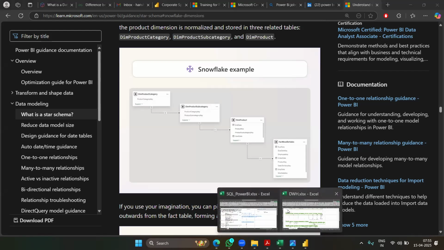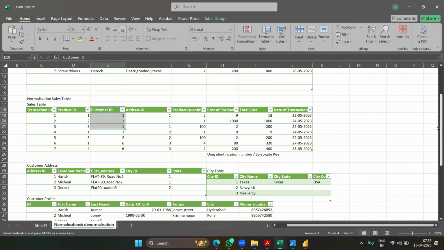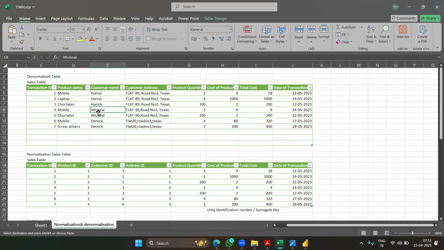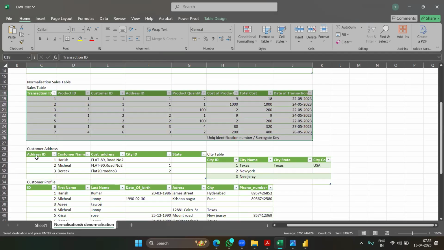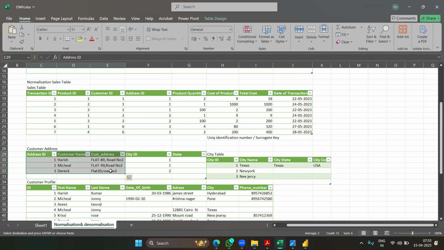Similarly, we have snowflake dimensions, right? Say you have one level of relation, where a fact table is referring to a dimension table. Then it is a star schema, just how you see the star, right? It is going to have four edges.